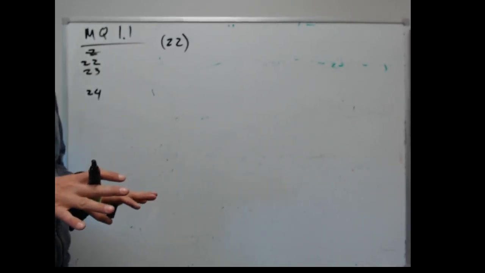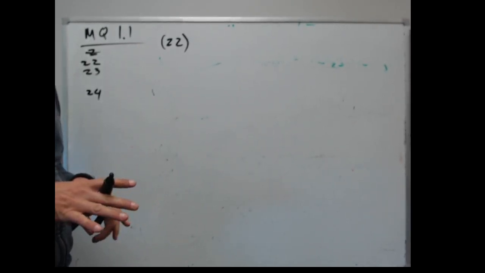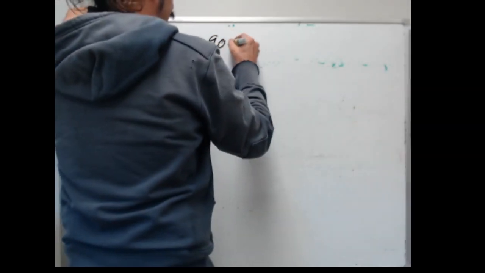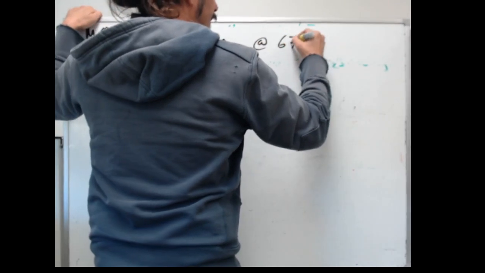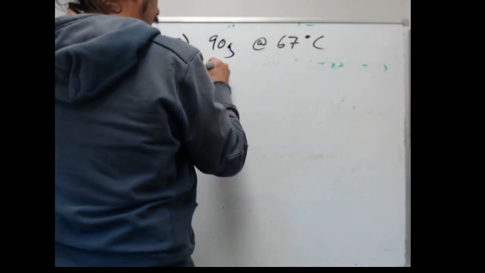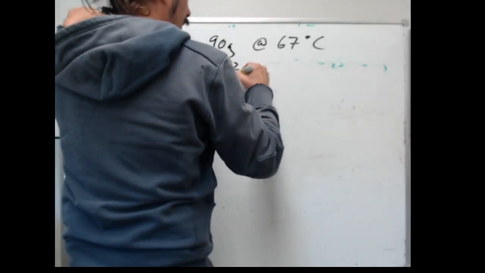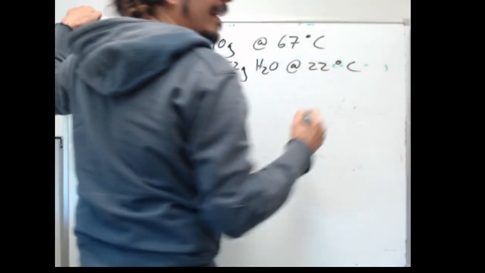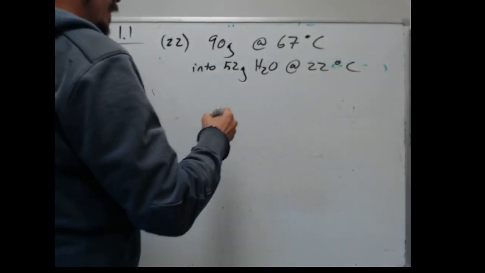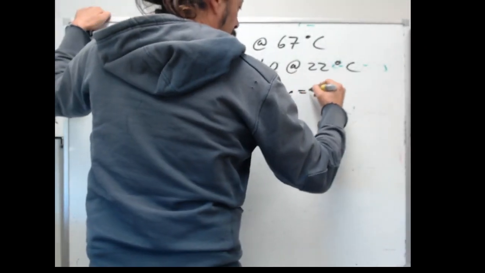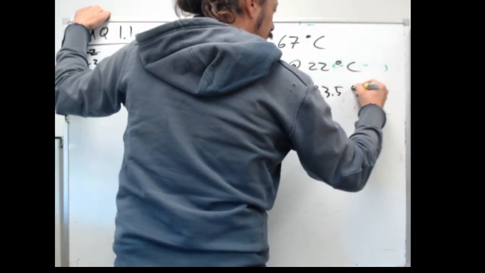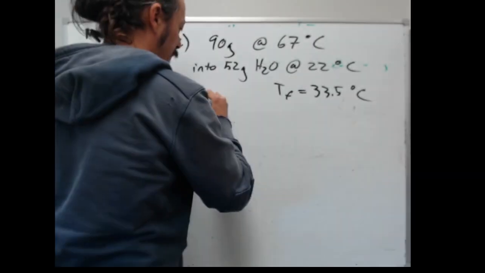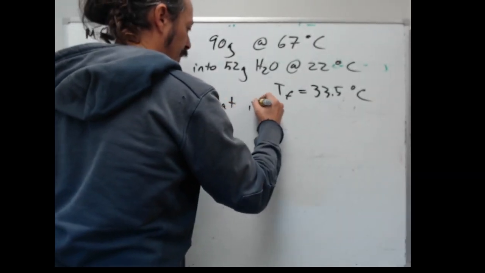So who's got number 22 up to look at? I have mine. Yeah, let's do it. We dropped 90 grams of metal at 67 degrees Celsius into 52 grams of water at 22 degrees Celsius. And the final temperature is 33.5 degrees Celsius. I already know what it's going to ask, but tell me what the question is. What's the specific heat capacity?